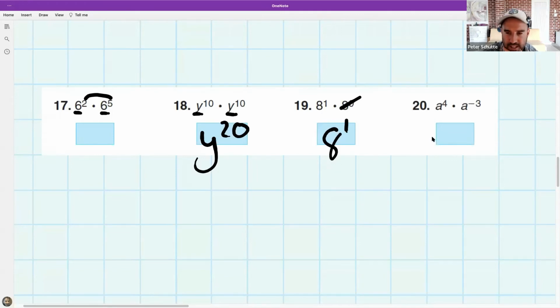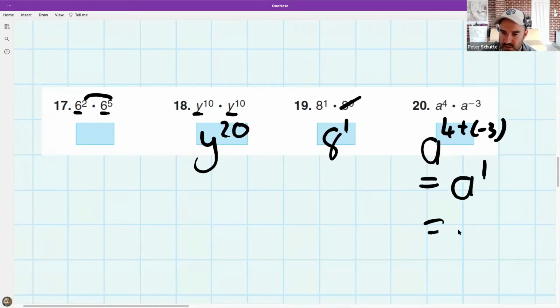And then for 20, what you're going to do is add the powers. Oh, I made a mistake there. Sorry. You're going to say 4 plus minus 3, which really just gives you a to the 1 or just plain old a. Another thing with exponents is when there's a 1 there, we don't write it. I call it the phantom 1. It's there, but we don't really need to think about it too much.